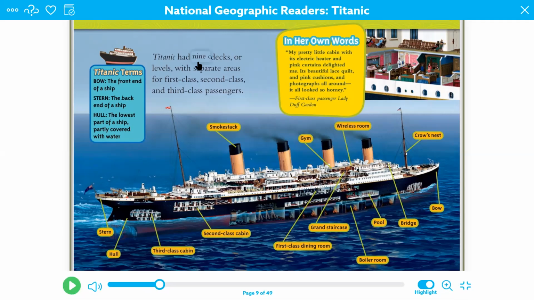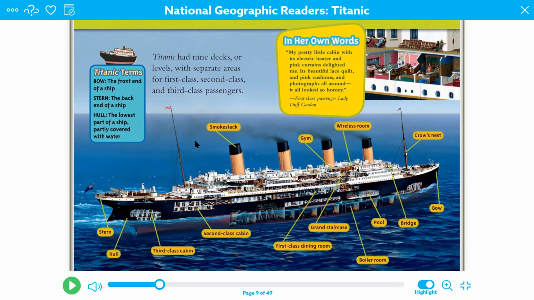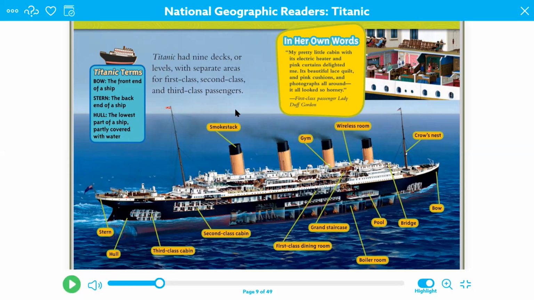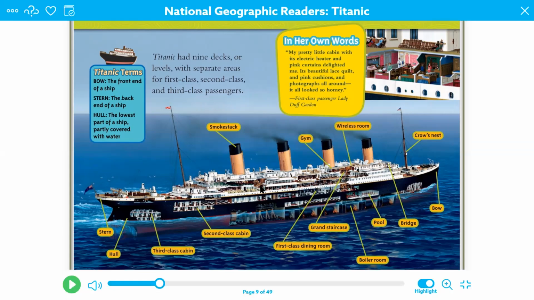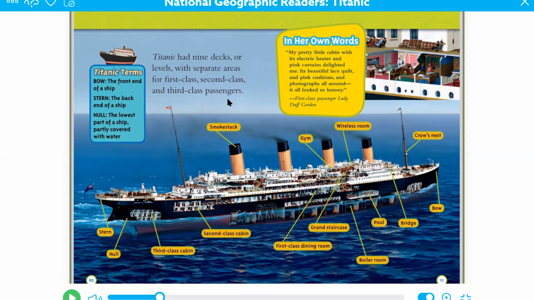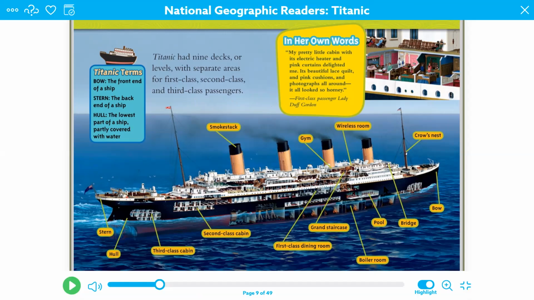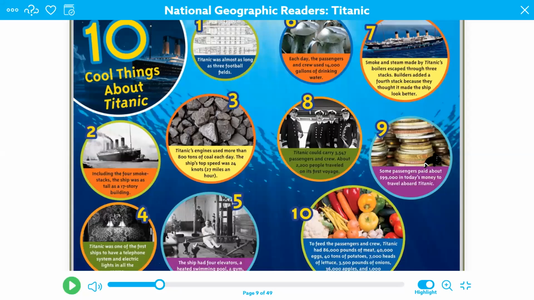It says Titanic had 9 decks or levels with separate areas for first class, second class, and third class passengers. Well, there we go. That just confirmed that the Titanic is really big because it has 9 decks. Decks means levels, 9 levels. And it kind of confirmed our idea of first class, second class, and third class, where there was a different section for each class. Interesting, let's keep going.